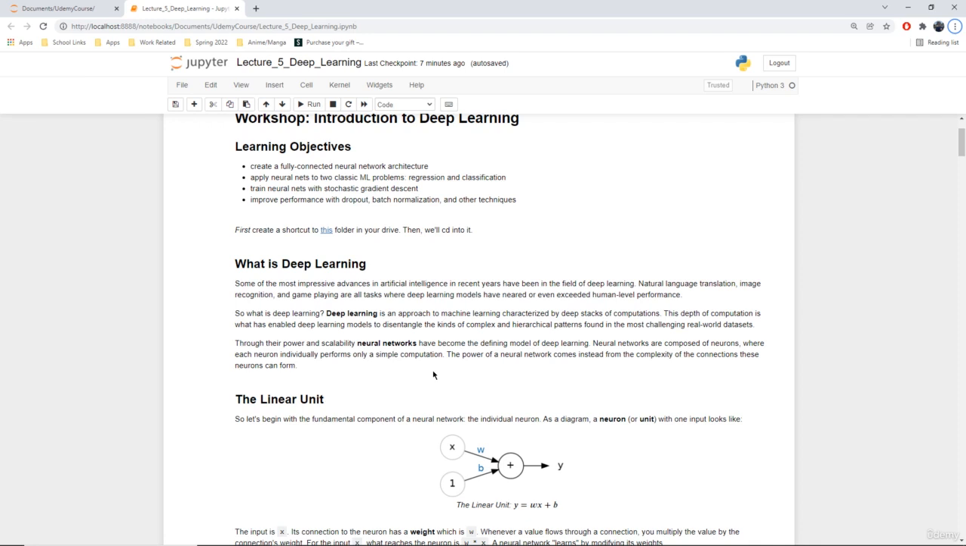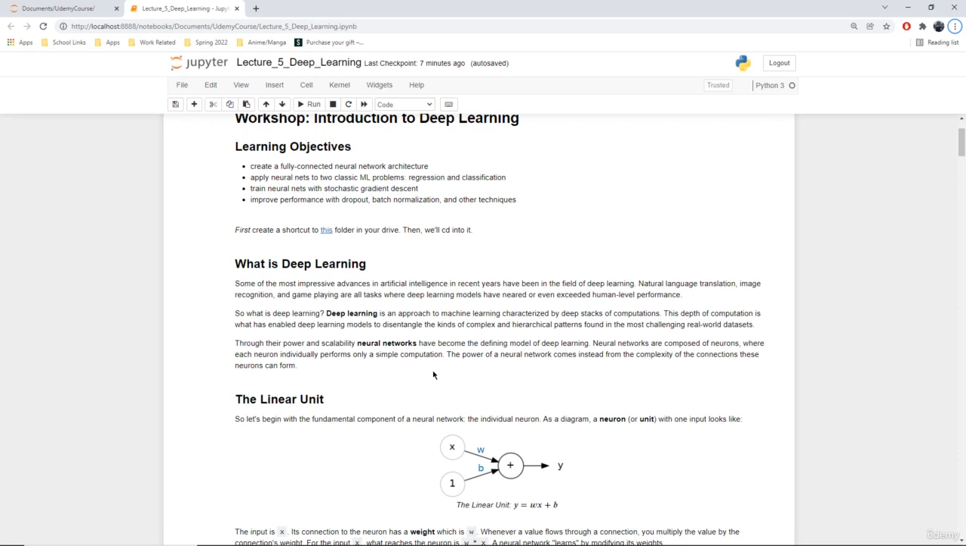So, how exactly does deep learning do this? Well, deep learning is essentially an approach to machine learning characterized by deep stacks of computation. And this depth of computation is what allows deep learning models to disentangle the complex patterns found in some of these complex data sets. So neural networks are the defining model of deep learning.